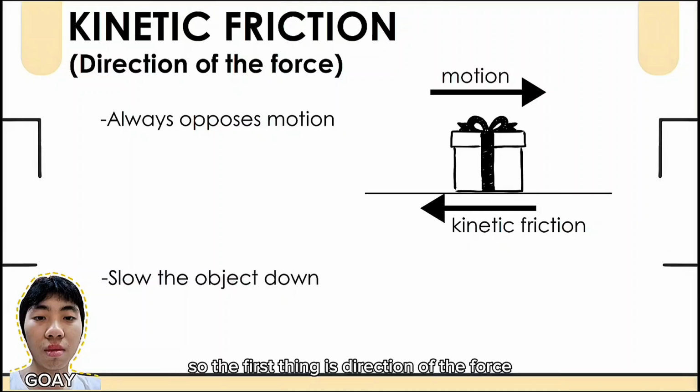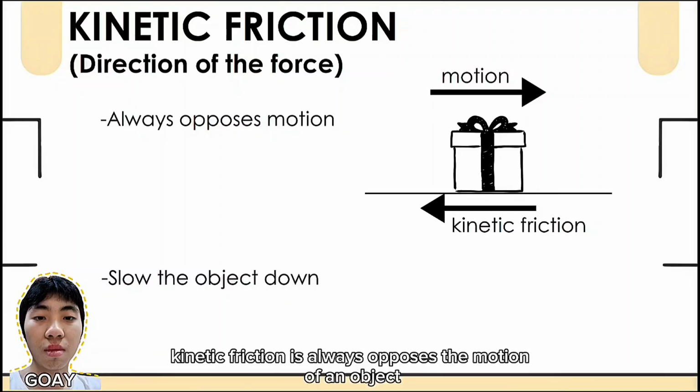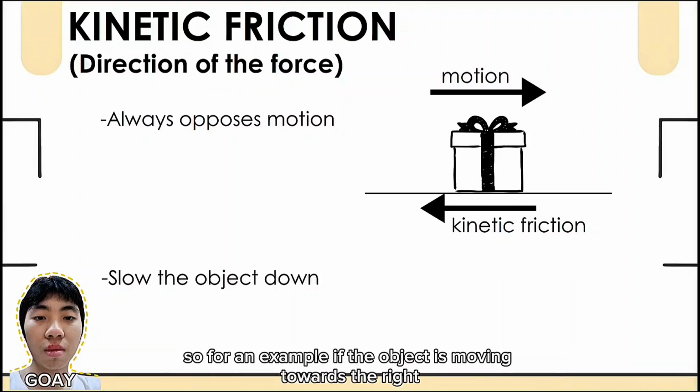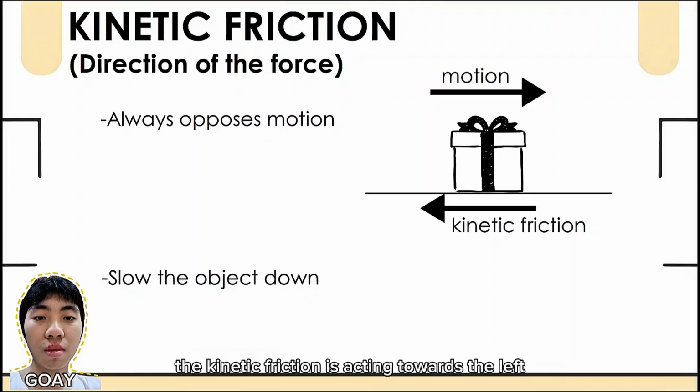So the first thing is the direction of the force. Kinetic friction always opposes the motion of an object. So for example, if the object is moving towards the right, the kinetic friction is acting towards the left. If the object is moving upwards, the kinetic friction is acting downwards. Its main purpose is to slow the object down. So that's why it always opposes the motion.